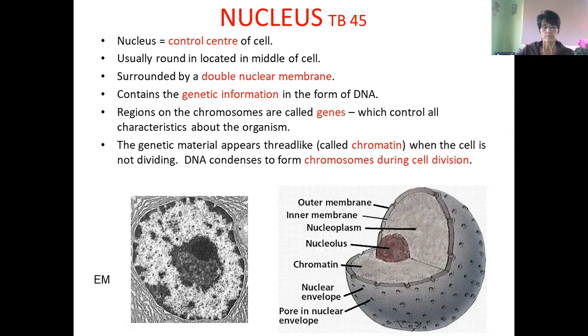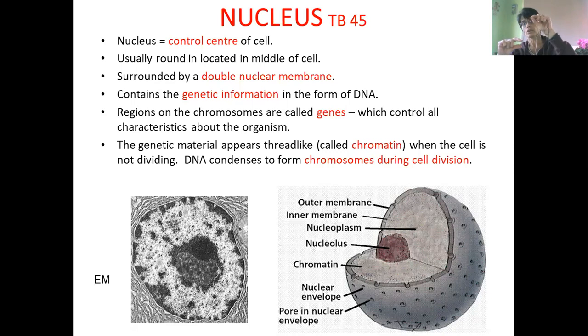Now, genetic information is made of a biological, organic molecule called DNA, which contains nitrogen, which you learned in term 1. Now, regions on the DNA molecule, I'm just going to use my spare earbuds. Okay, so that's a DNA molecule.